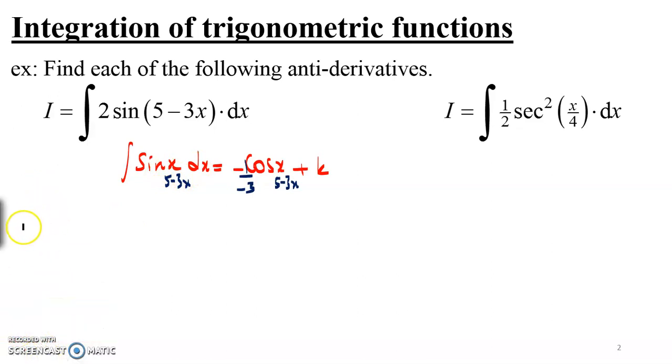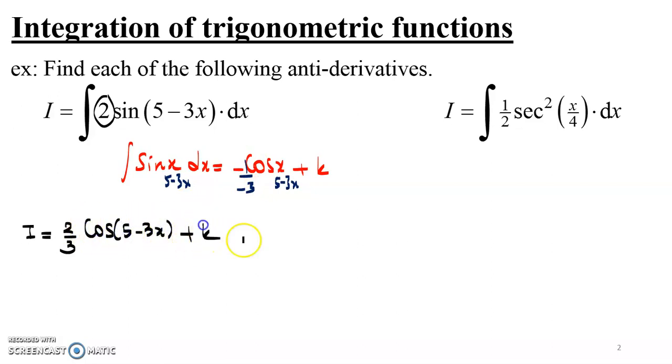So this is the antiderivative of sine of 5 minus 3x. If I were to go back, don't forget you originally had a 2 here, so it's negative 1 over negative 3, which is a 1/3, times 2, that's a 2/3 cosine of 5 minus 3x plus k, and that is our antiderivative.